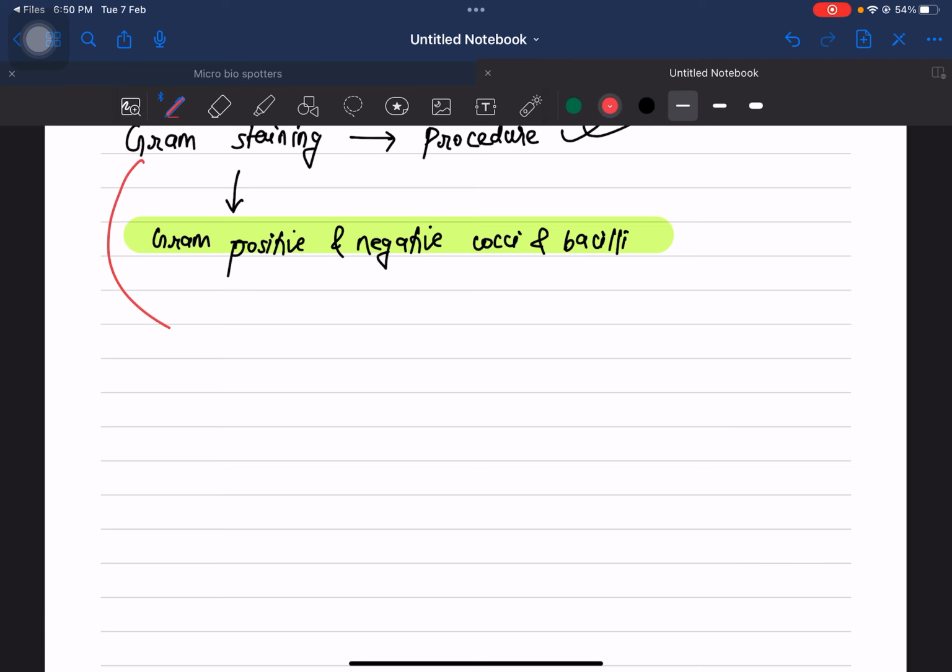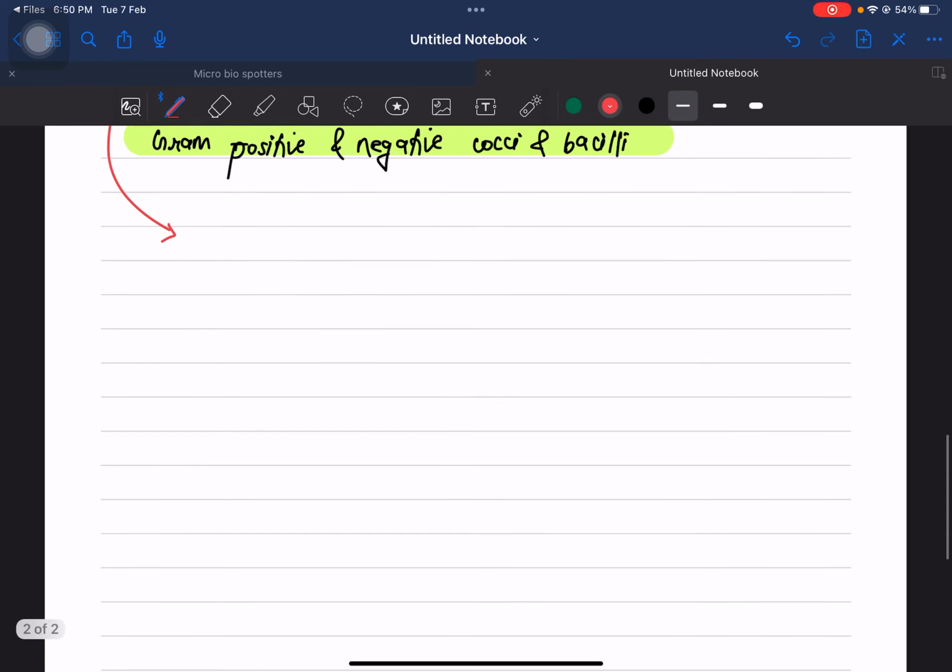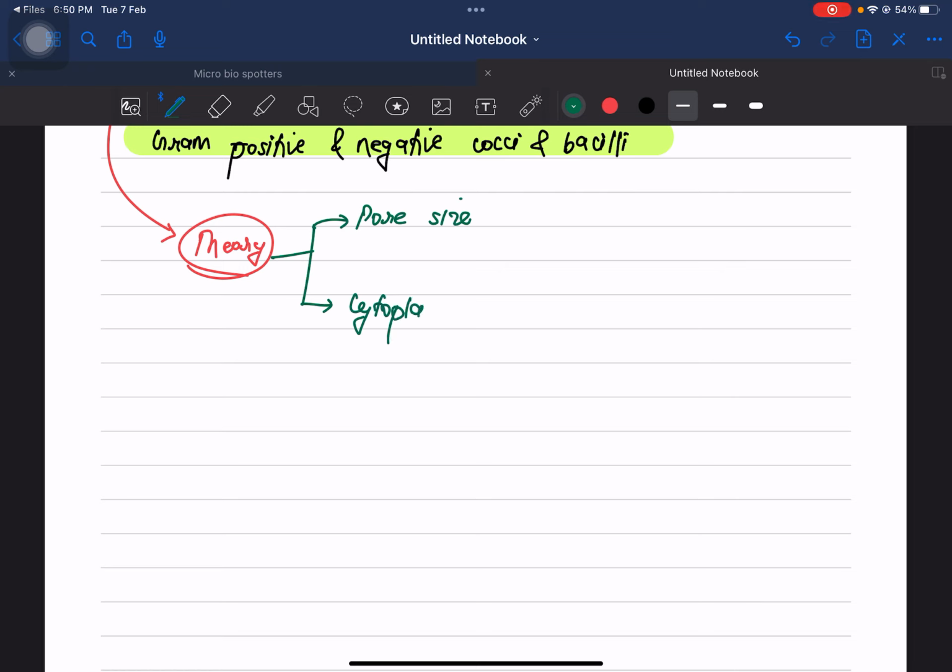Similarly, about the theory of gram staining, there are two types of theory. One is the pore size theory and the other is the cytoplasmic theory. You can get an idea of these theories. They're written in the book as well as in the manuals.